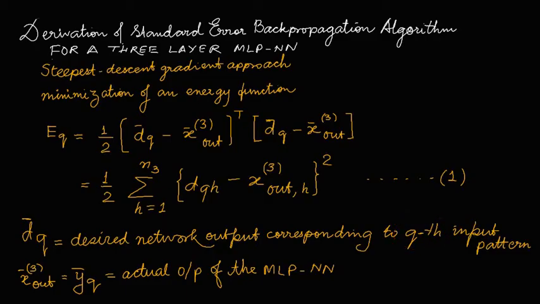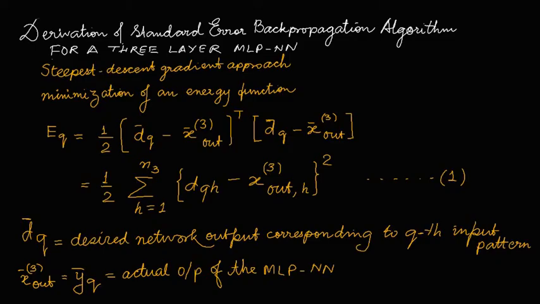So we know that we will be having many input patterns and corresponding output patterns, and with the help of those input patterns we will be training the neural network. Here this x3 out is nothing but the output of the neural network, which in the previous lectures we have represented with Y also, Y_q. So it is the actual output of the MLP neural network.